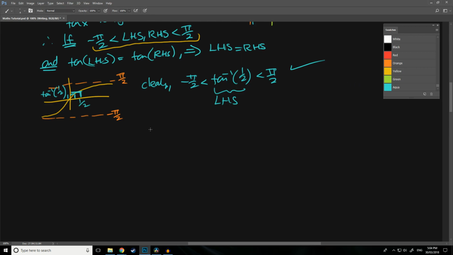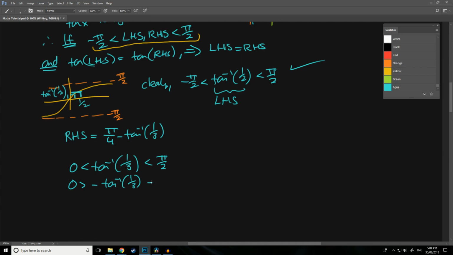Okay. So the right-hand side is a bit more complicated because, as you can recall, right-hand side is pi on 4 minus inverse tan a third. So we'll start with our inverse tan a third. We can actually see that 0 is less than inverse tan of a third, less than pi on 2. You can see that it's positive. So we'll flip this around because we want this to be negative. And then we can just add pi on 4. Note that that thing becomes the right-hand side. Therefore, if that's true, then this is clearly true. And that's what we wanted to show.